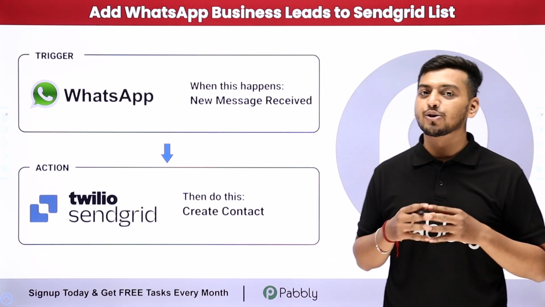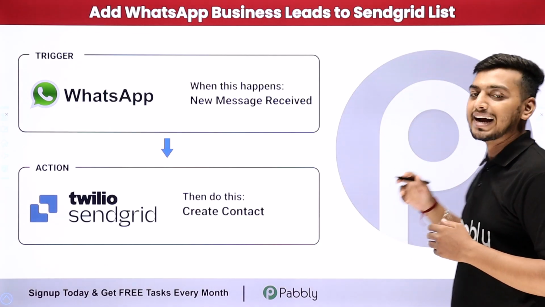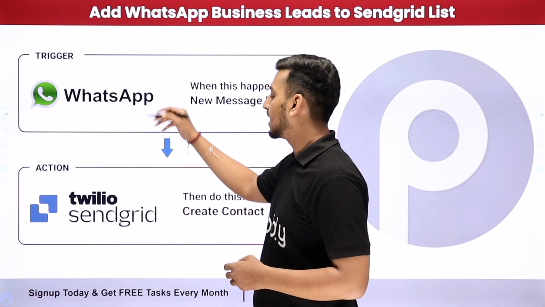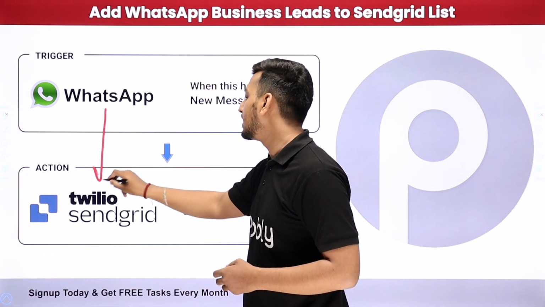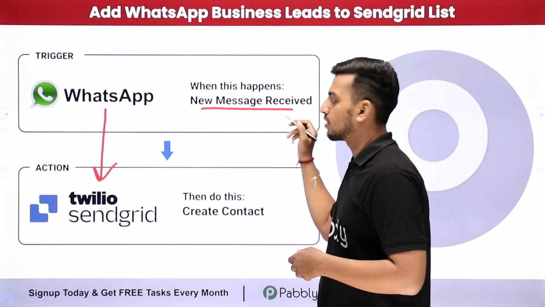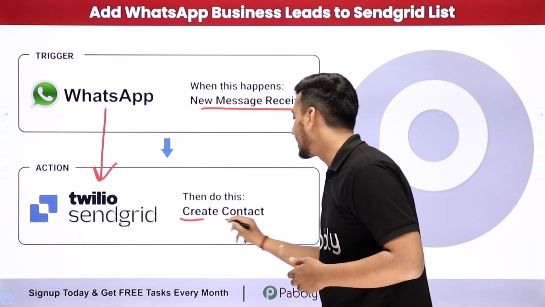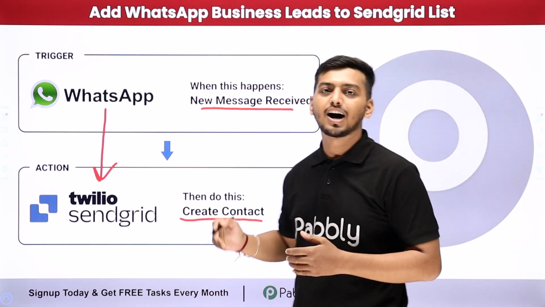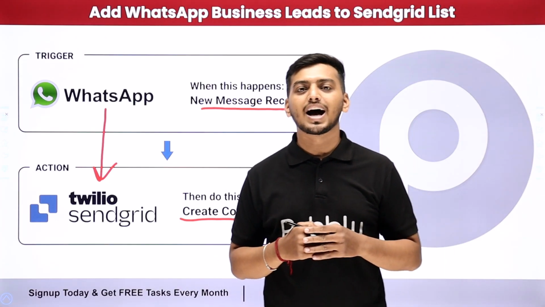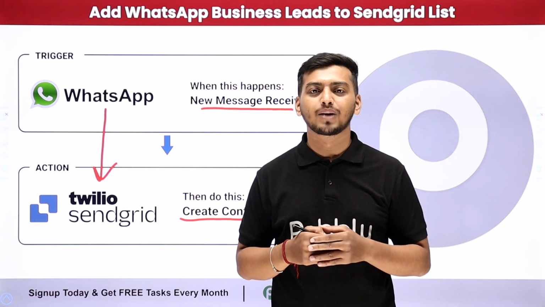Today I am going to demonstrate how you can add WhatsApp Business leads to a Sendgrid list. In this video, I am going to integrate these two different applications, WhatsApp and Twilio Sendgrid, with the help of Pabbly Connect. After that, whenever I receive a new message on my WhatsApp account, that particular number will automatically get created as a contact in my Sendgrid account for broadcasting newsletters. So if you are ready to learn how I am going to create this amazing automation, let me take you to my screen.